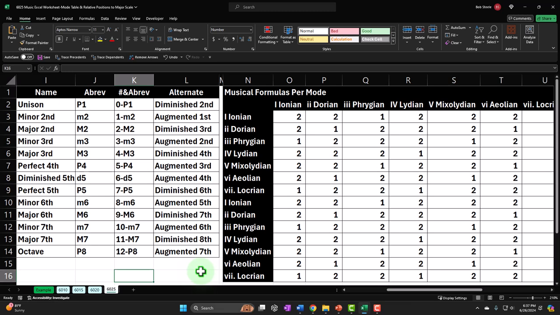As we go through this time, looking at the relative positions of the different modes using the major scale, otherwise known as the Ionian mode, as our key, as our point of reference, and then using that table to then construct a table of the relationships of the modes. That's what we're going to do this time.